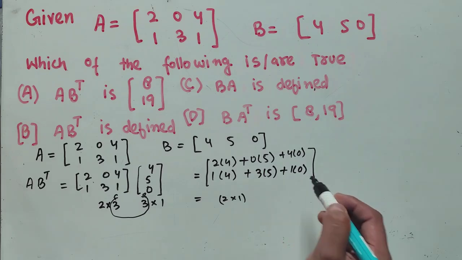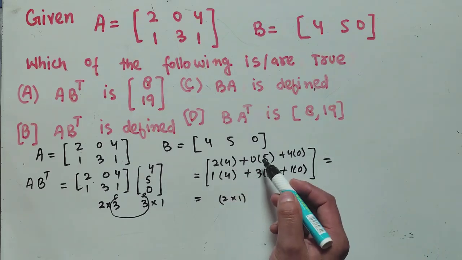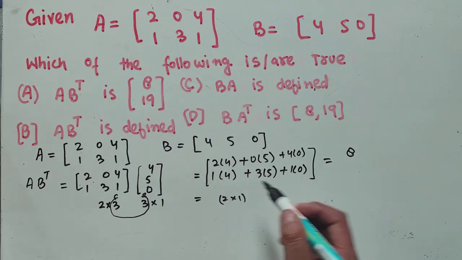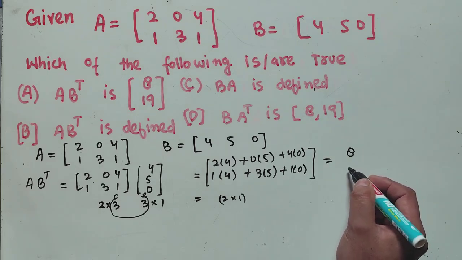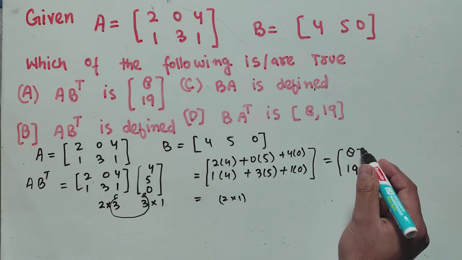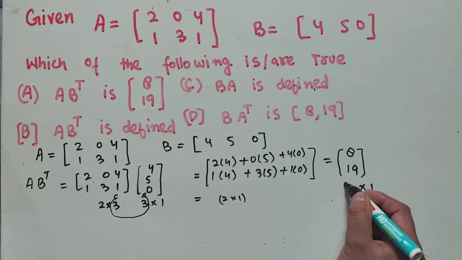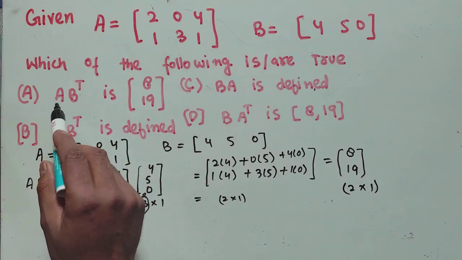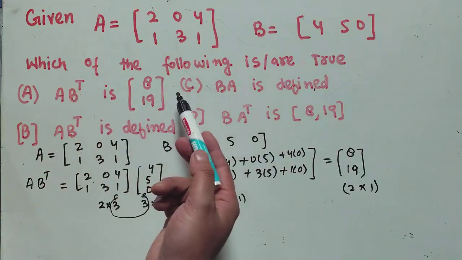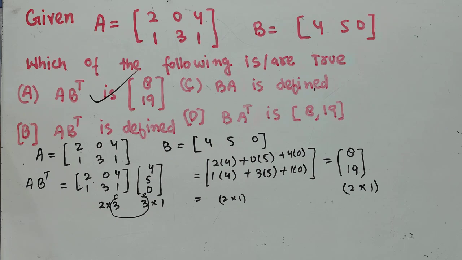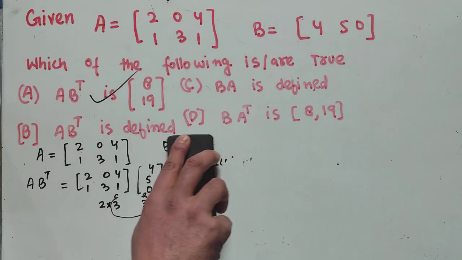If I write it here, 2 4s are 8, this is 0, this is 0, so we get 8 here. Here 4 1s are 4, 5 3s are 15, 15 plus 4 is 19, and this is 0. So we get 19. Now let us see the order of this matrix. We have 2 rows and 1 column, so 2 into 1 is the order of this matrix. That means A times the transpose of B is equal to 8, 19. This option seems correct. Now let us check the others, because multiple options can be true. So the first one is true.